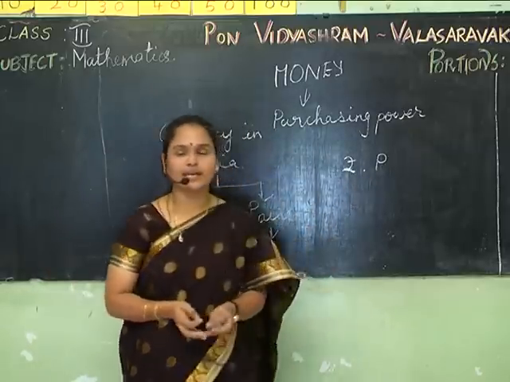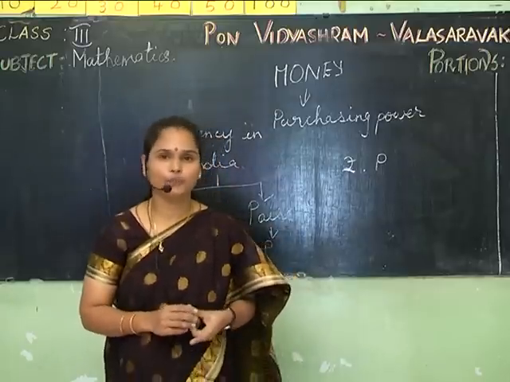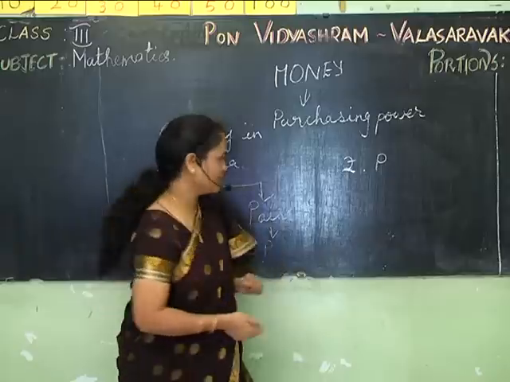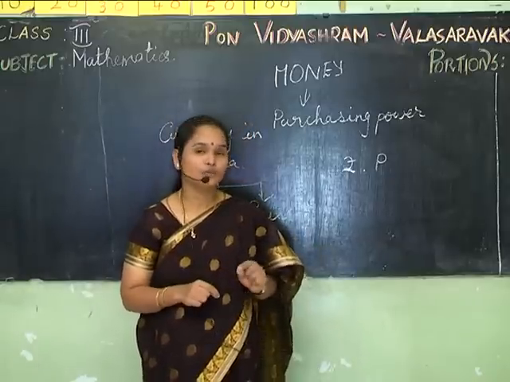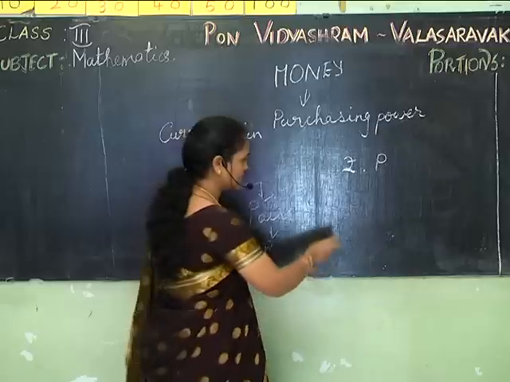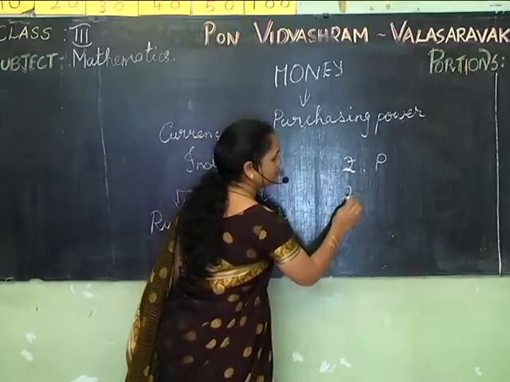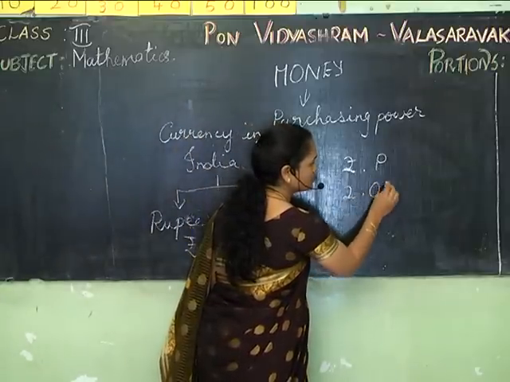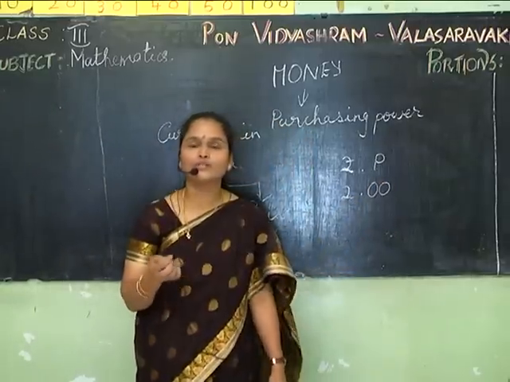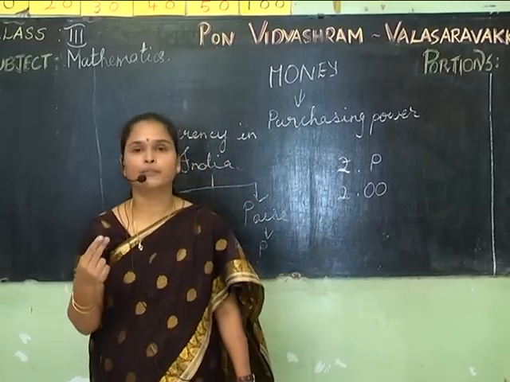Now I bought a pencil for 2 rupees. How do I write that? For 2 rupees, where do I write it? I write it in the rupees column, and I have to put 0 here because I'm giving only 2 rupees for the bookseller.